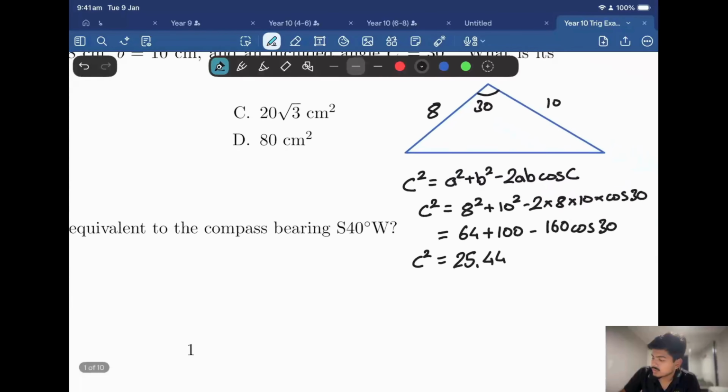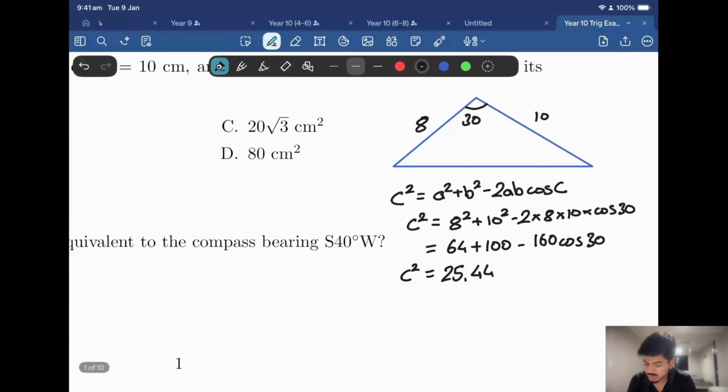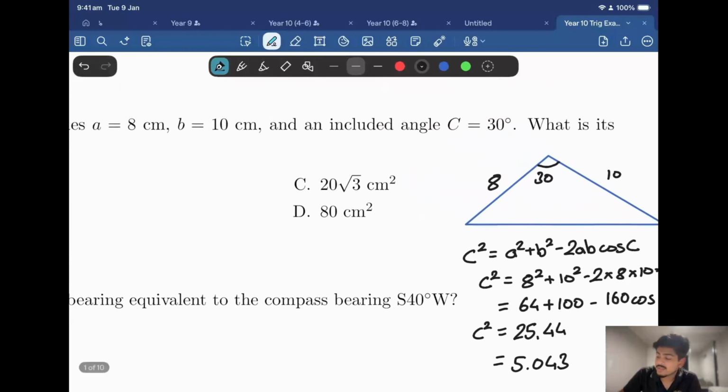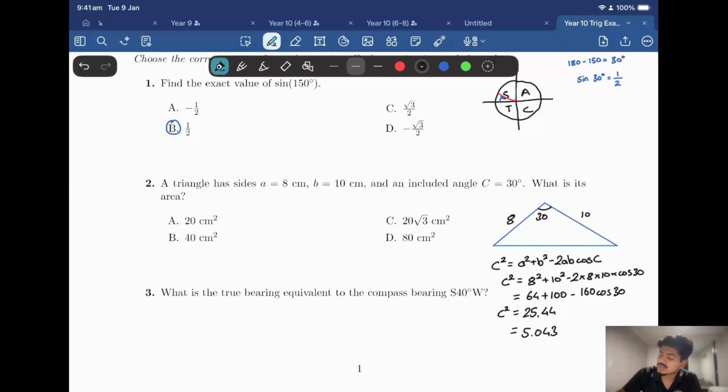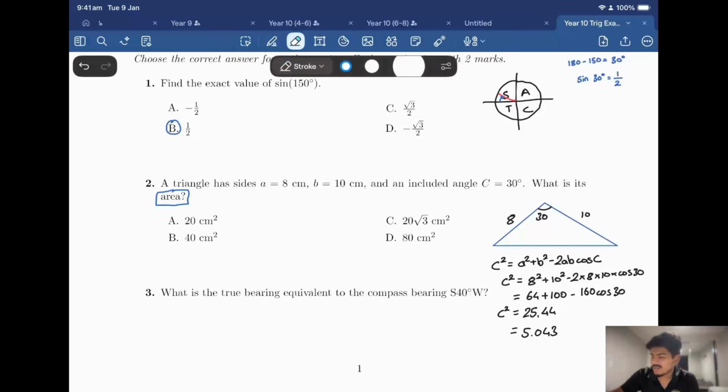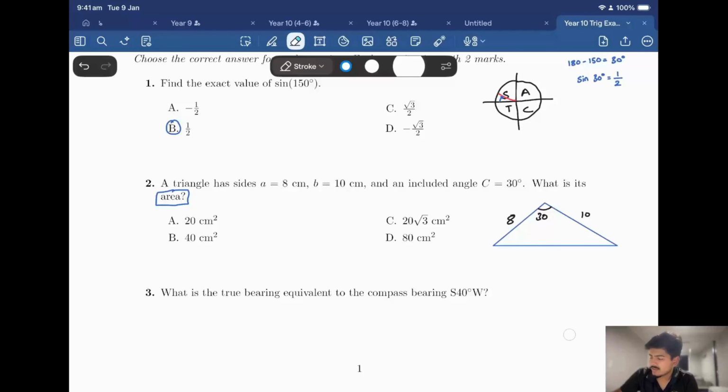Okay, so what's C going to be equal to? Well, we just square root that, so you're left with 5.043. Okay, so I've made a bit of a mistake here. The question asks you to find the area. Okay, so what's the main lesson here? Yes, you need to read the question properly. Okay, let's do that again.